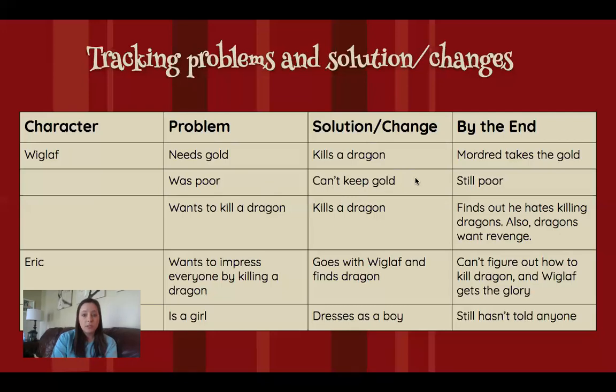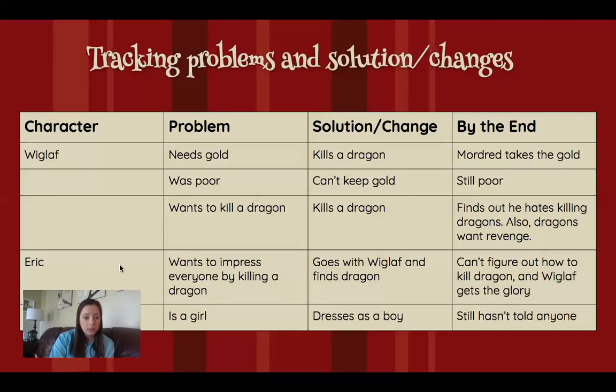The solution or change was that he couldn't keep the gold because Mordred took the gold. So his problem doesn't really get solved, it gets changed. And by the end, he's still poor, so it's still a problem. It's not really solved. Another problem he had was that he wanted to kill a dragon, so his solution was he killed a dragon. At the end, though, he found out he hated killing dragons. Okay.